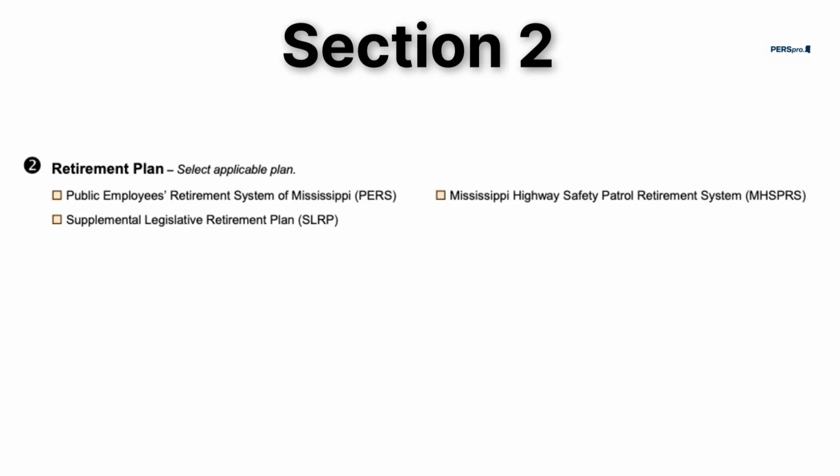Mississippi Highway Safety Patrol Retirement System, or MHSPRS. This is exclusively for sworn officers of the Highway Safety Patrol. And Supplemental Legislative Retirement Plan, or SLRP. This applies to elected members of the state legislature and the President of the Senate. As a reminder, if you are a retiring lawmaker, you may be a member of both systems and must check both the PERS and SLRP boxes. For most of you watching, you will simply check the first box for PERS.